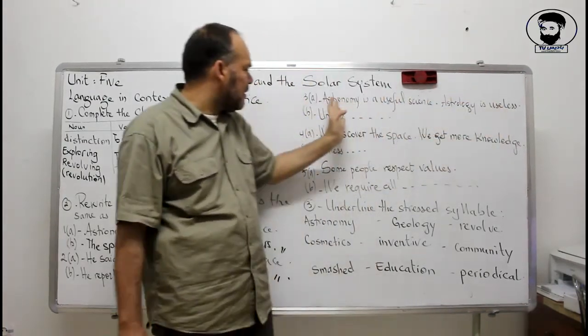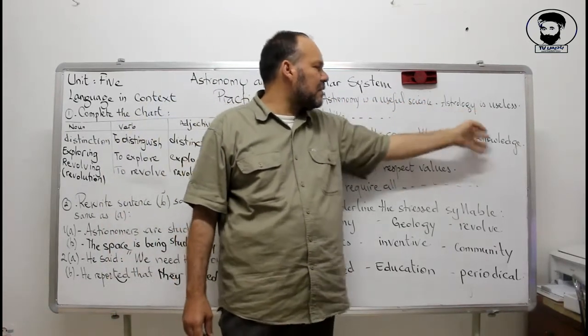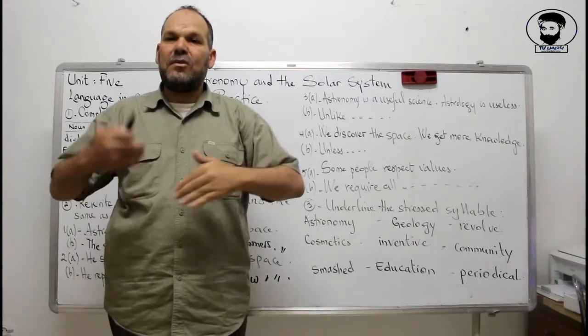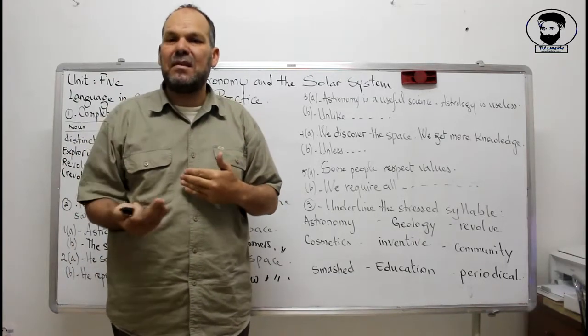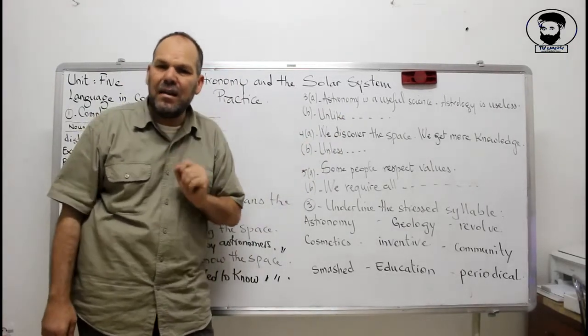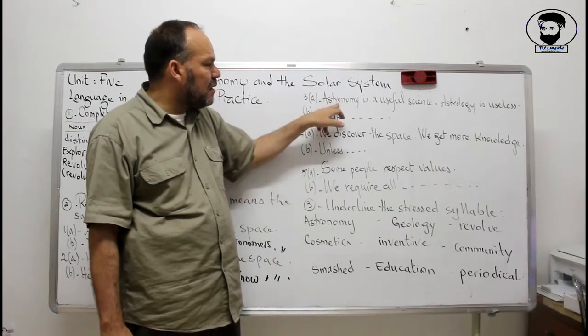Now, we've got two sentences here. Astronomy is a useful science. Full stop. Astrology is a useless science. It's a very good sentence, but I told you that we can write better than this. Now they propose "unlike". So remember, unlike. So what do we do? We just use the subject.